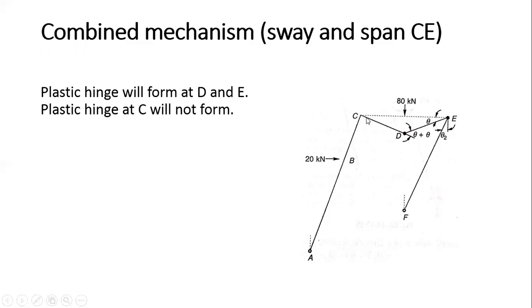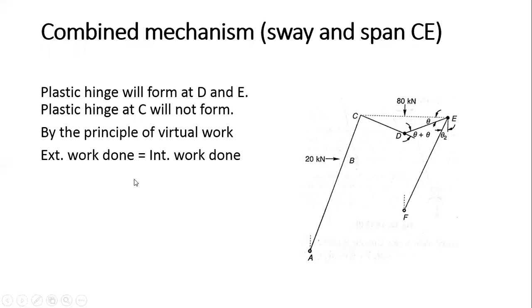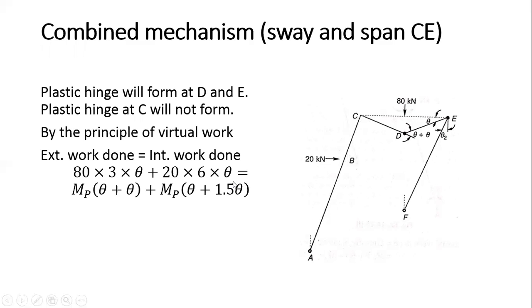Okay. So by the principle of virtual work, 80 into this is my 3 theta, 80 into 3 theta plus 20 times this is my 6 meters, 20 times 6 theta, is equal to MP times theta plus theta 1 here plus MP times theta plus theta 2. Now in place of theta 2, I write 1.5 theta here directly. So just solve that equation. So we have 360 theta is equal to 4.5 MP theta. So this comes out to be MP is equal to 80 kilonewton meter.